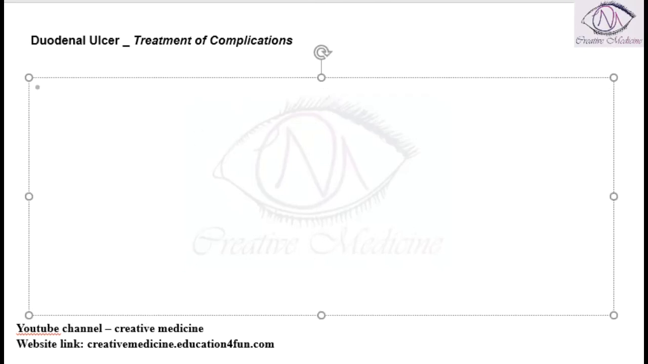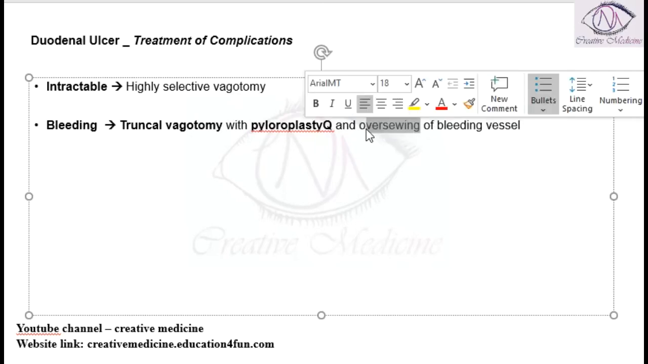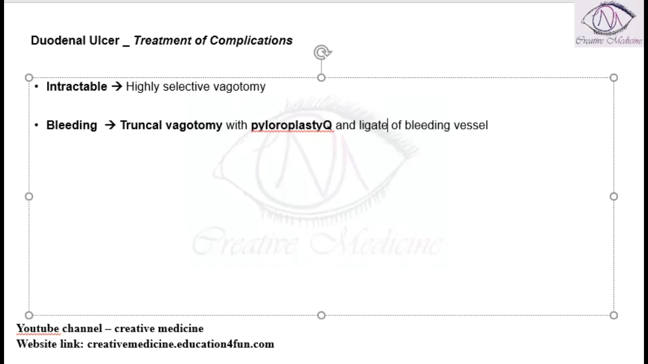Whenever there is an intractable duodenal ulcer, only duodenal ulcers, it is treated by highly selective vagotomy. Second, if there is bleeding in the duodenal ulcer, then first you will have to repair the vessel, that is, you should suture or ligate the gastroduodenal artery. Along with that, you should do a truncal vagotomy with pyloroplasty in case of bleeding duodenal ulcers.